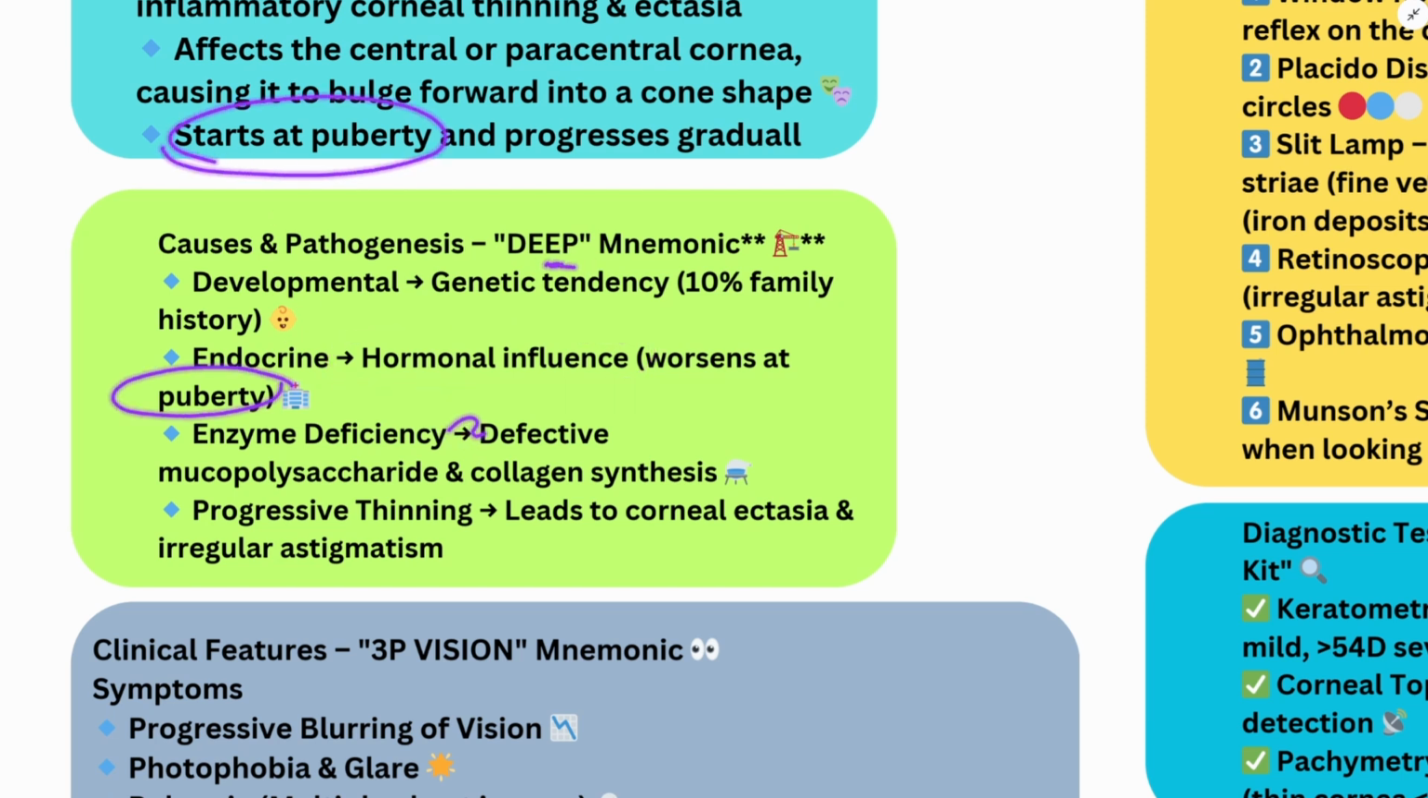Next, E is enzyme deficiency. There is defective mucopolysaccharide and collagen synthesis, because of which it leads to keratoconus. And the last one is P. P for progressive thinning, which leads to corneal ectasia and irregular astigmatism. Okay, the mnemonic is DEEP. So these are the causes and pathogenesis for this keratoconus disease.